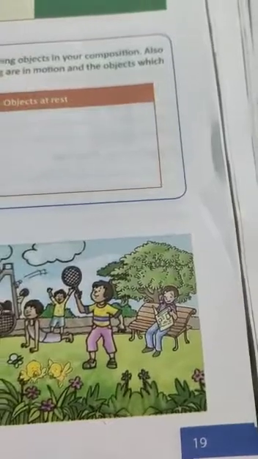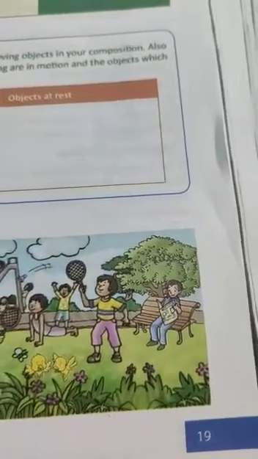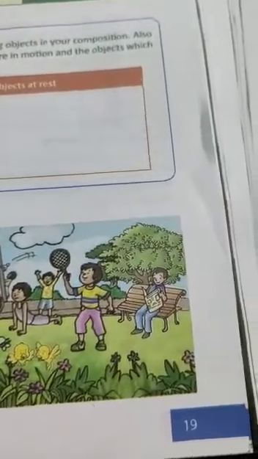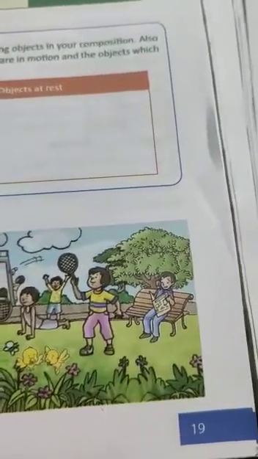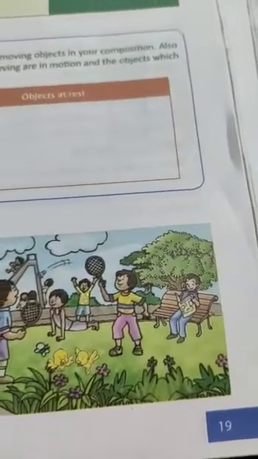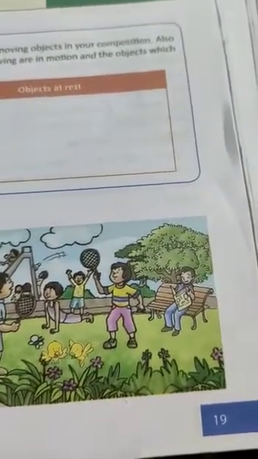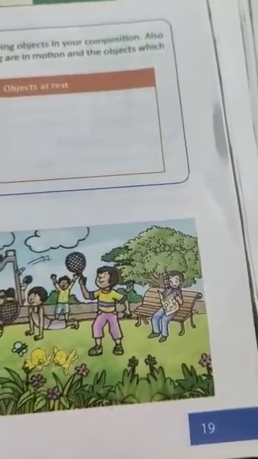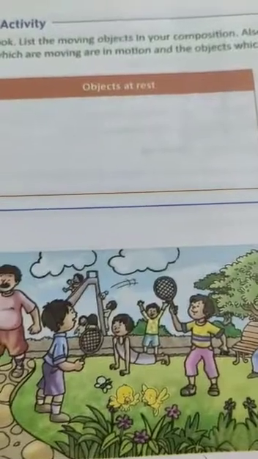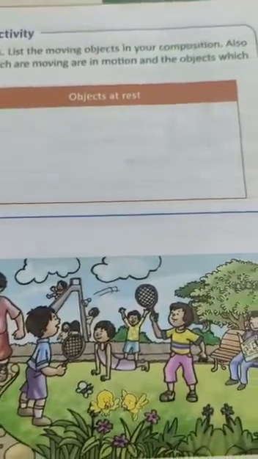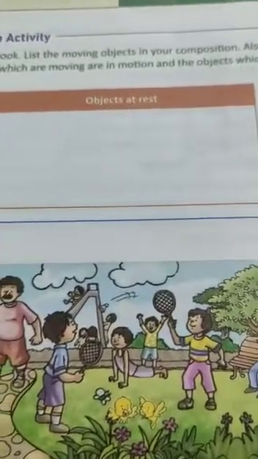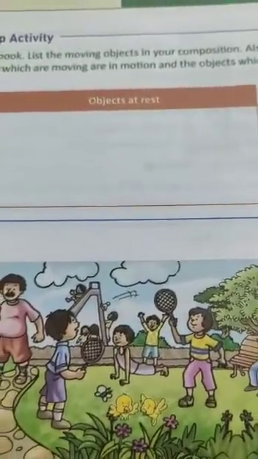Suppose, for example, things like benches and trees are fixed and do not move at all. Such objects are said to be at rest. And the things that are moving, like boys who are running and birds that are flying, are said to be in motion. So, if we look around us, we observe that many objects do not appear to move, and thus we consider them to be at rest.